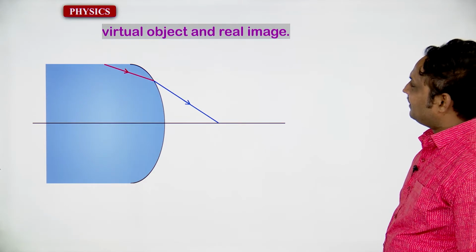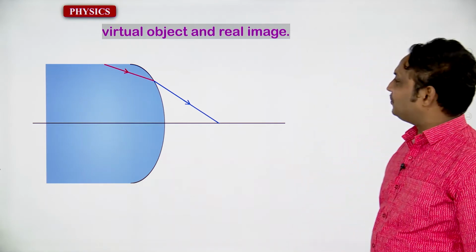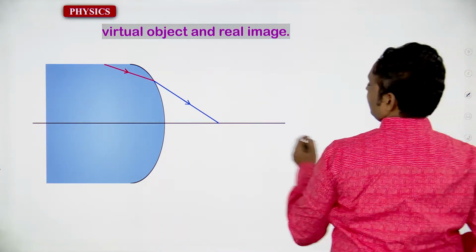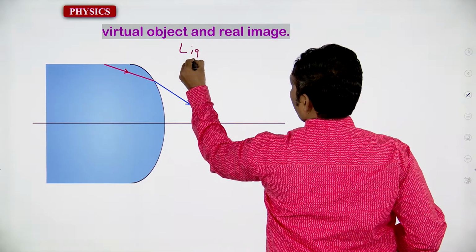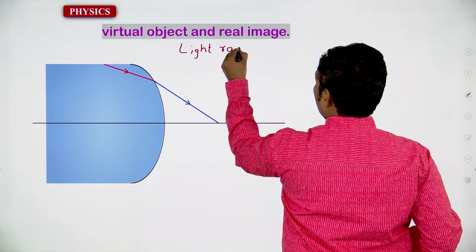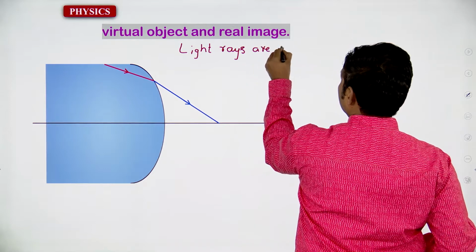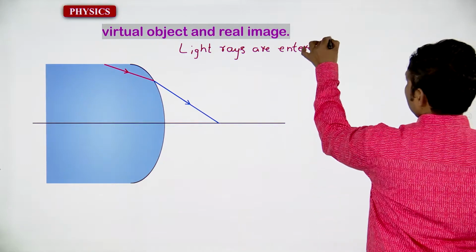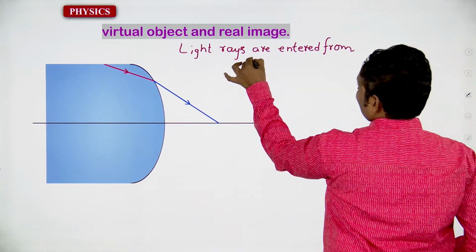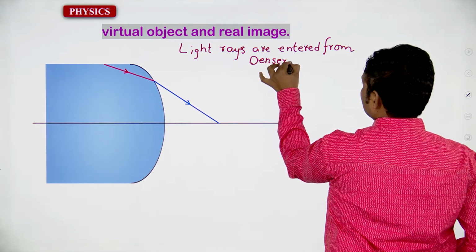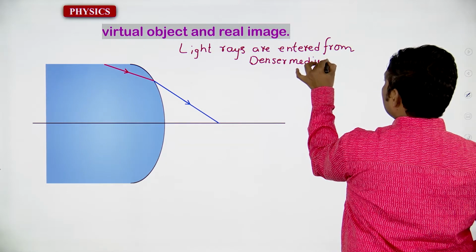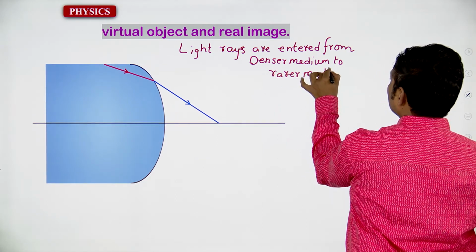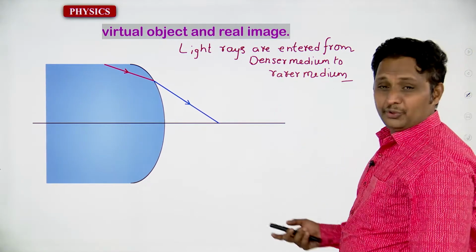Yes, you have to take that. Here in this case, whenever the light rays are entered, this is very clear, you have to confirm the light rays are entered from denser medium to rarer medium. It's very clear, you have to confirm this one.